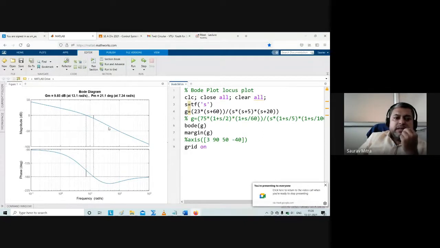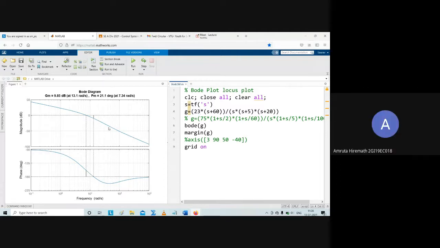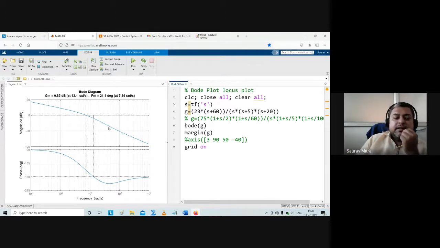So gain crossover is happening at 7.34 radian per second. Phase crossover is happening at 13.1 radian per second. At gain crossover, you are finding the phase is positive, 21.1 degree. At phase crossover, 13.1 radian per second, you are finding the gain is negative, that is minus 9.85 dB. Can anybody tell me whether the system is stable or unstable? Kiran, are you there? Can you just comment? Stable. The system is stable, yes sir, because both gain margin and phase margin are positive.